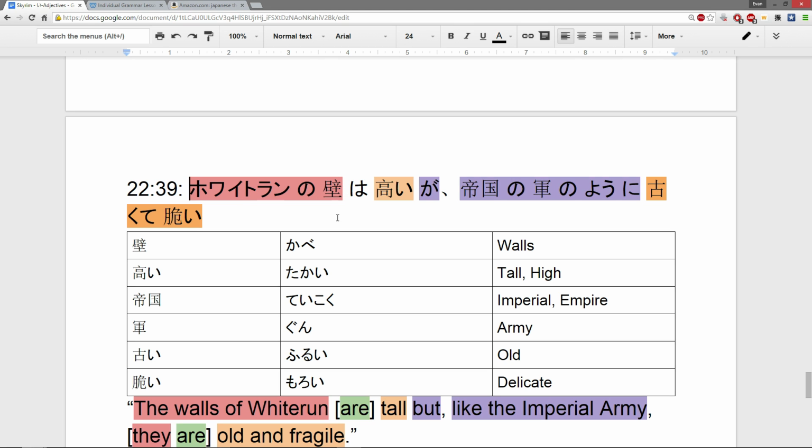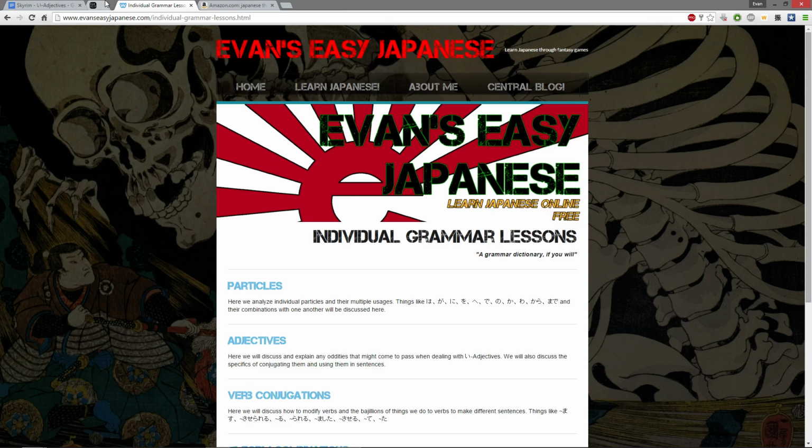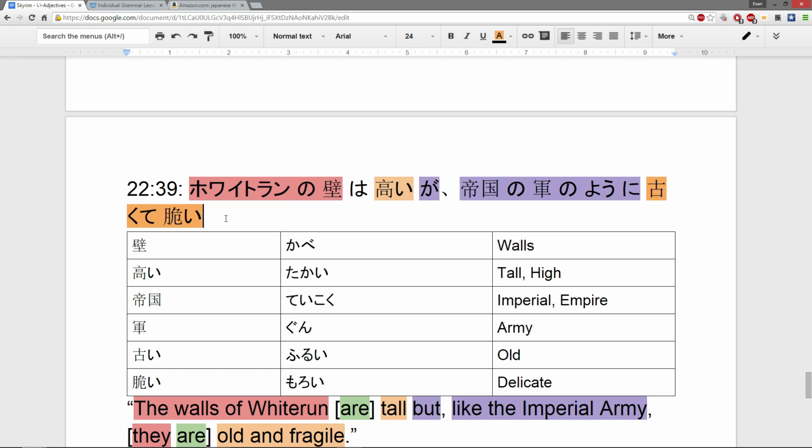Whiterun walls, there's no desu here. There could be a desu here, but he's talking casually, so we don't have it. So, furukute moroi desu.